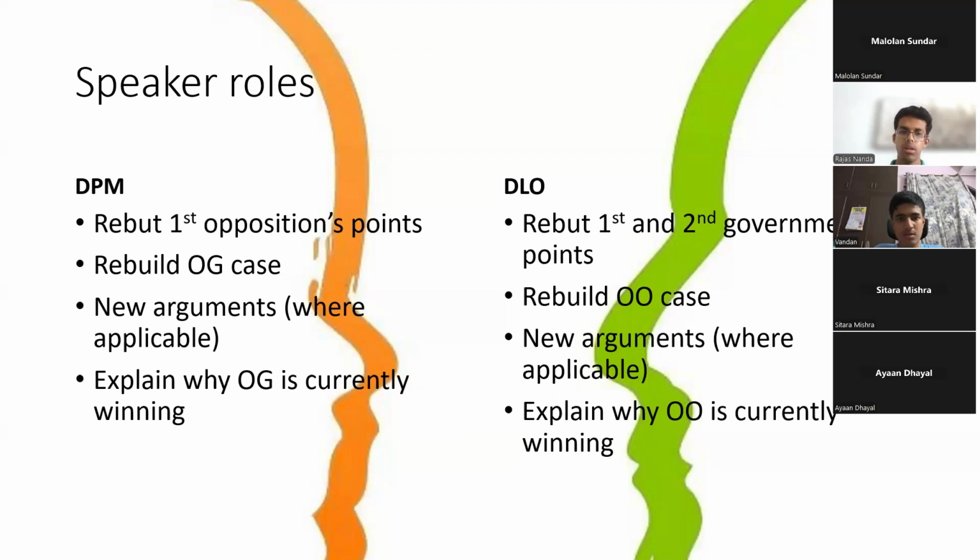Malolan? Can you just explain the second point, rebuild OG case in Deputy Prime Minister? Okay, so let's say I'll give an example, and then I'll move on after that.